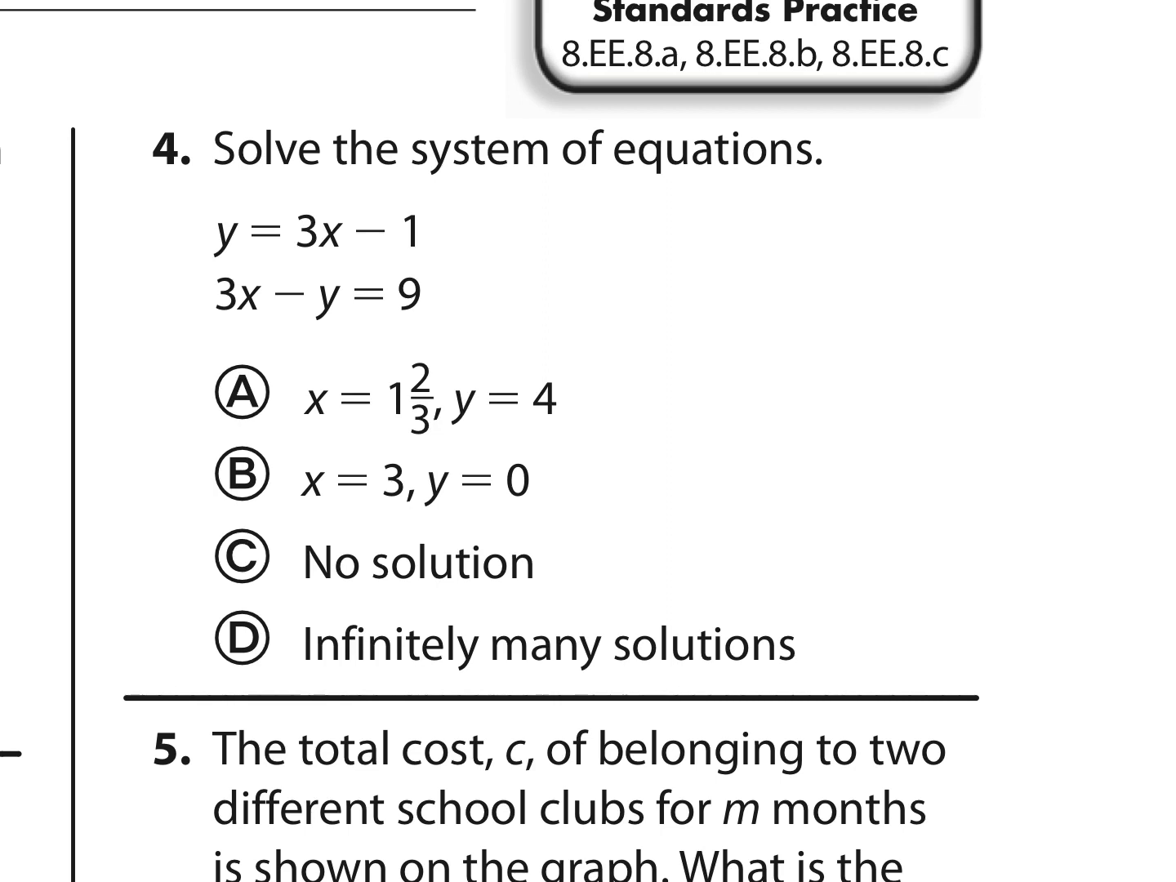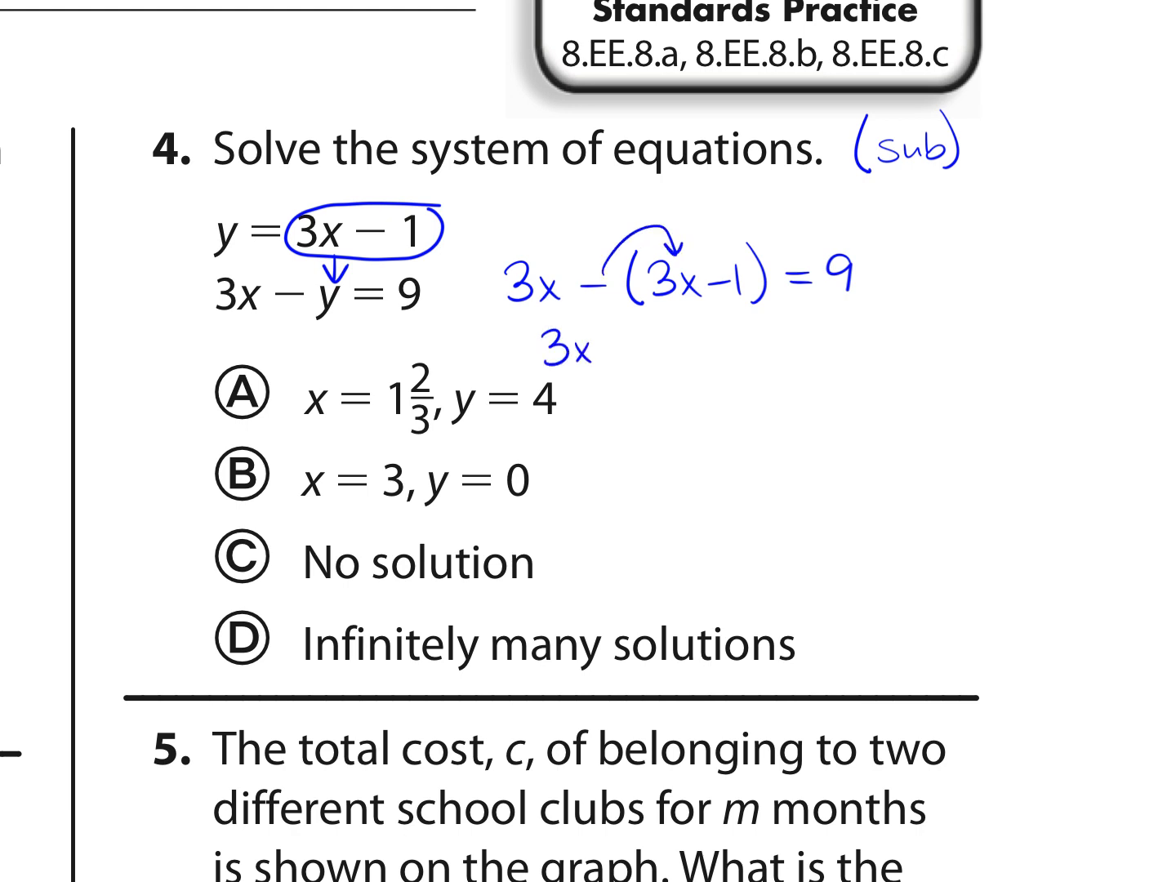I'm going to quickly review answers and just some quick notes on these problems for your review for your test on Friday. We're going to solve this system. I'm going to use substitution. I'm going to take what y is equal to and substitute it in place of y in your second equation. So I get 3x minus the group 3x minus 1 equal 9. So that's 3x minus 3x plus 1 equal 9. 3x minus 3x is 0, so I just get 1 equal 9, which is false, so there is no solution.